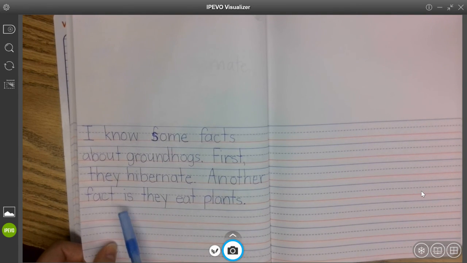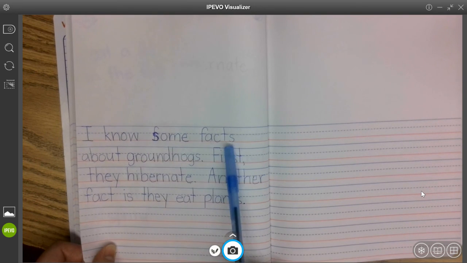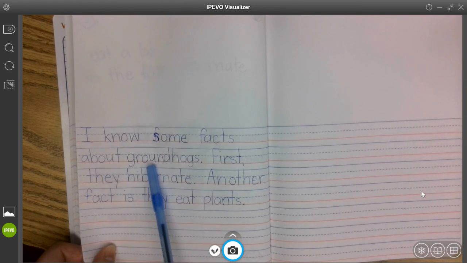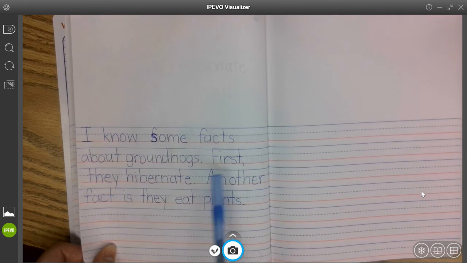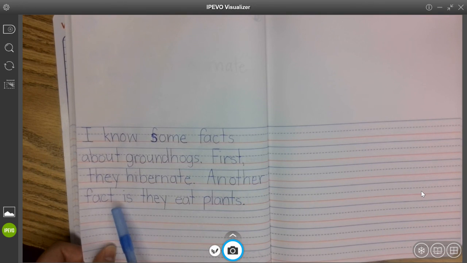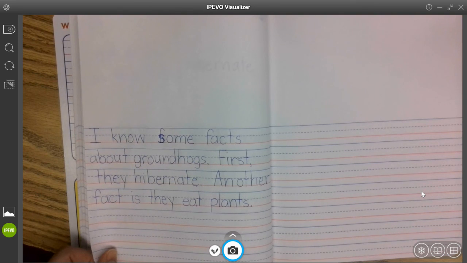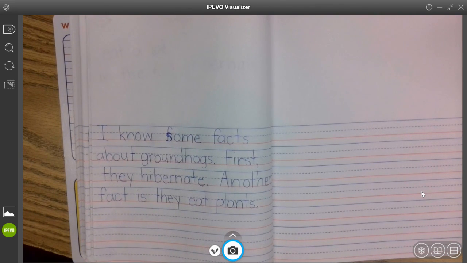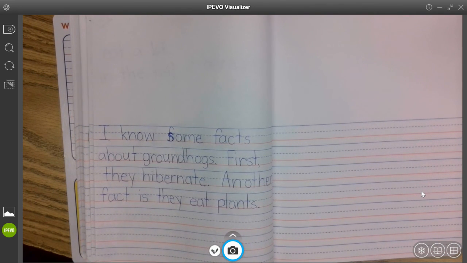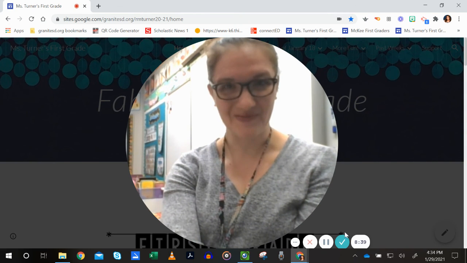Another fact is they eat plants. Read the whole thing together. I know some facts about groundhogs. First, they hibernate. Another fact is they eat plants. Okay, so we have two facts, our introduction and two facts that we have written today, and we will finish this tomorrow. Have fun.